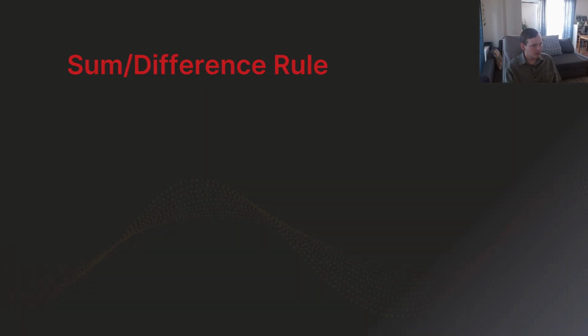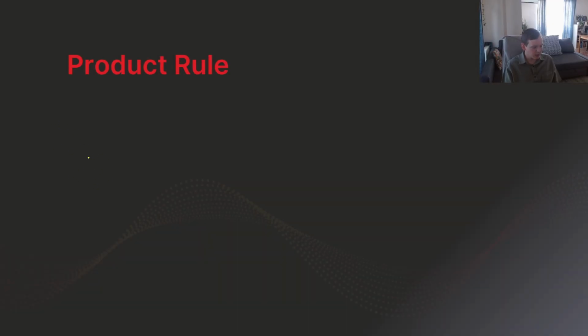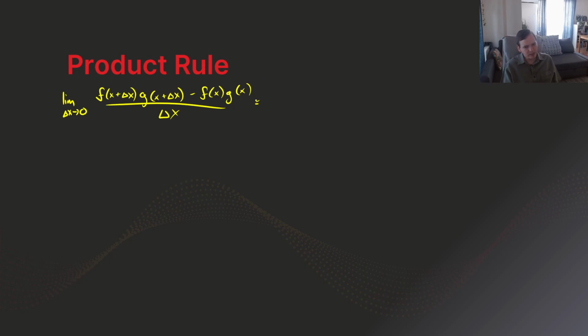Okay, so for the product rule, this one has a bit more to write out, but we can just track along. Limit as delta x approaches 0 of f of x plus delta x times g of x plus delta x minus f of x g of x over delta x.